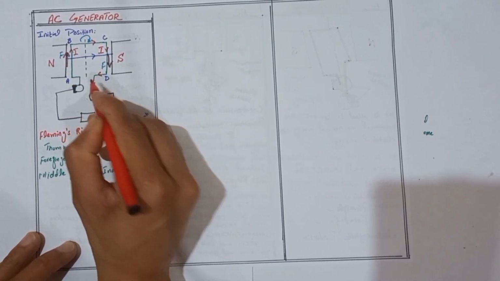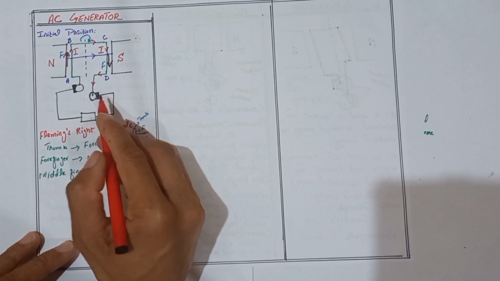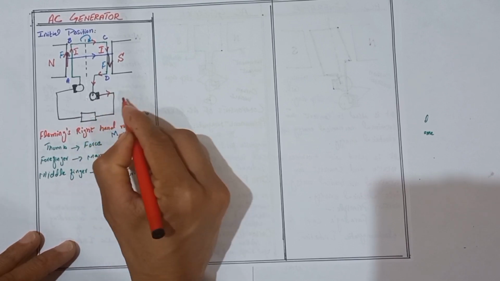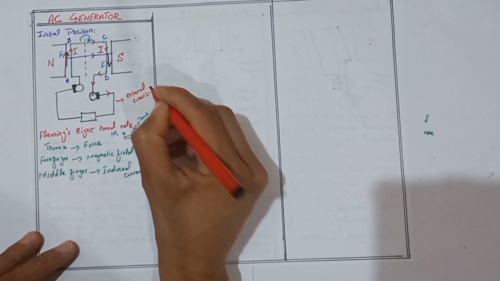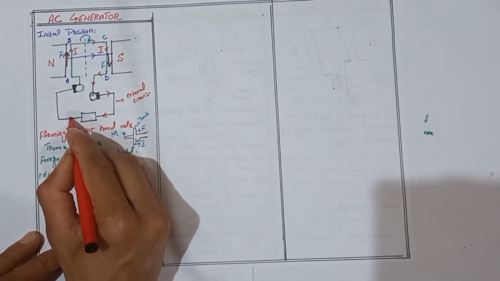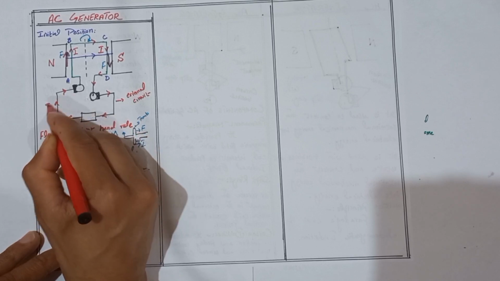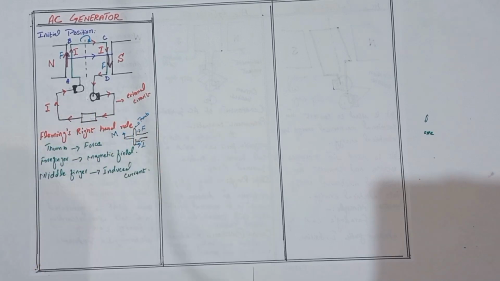Current goes from this side to the slip ring and then contacts the carbon brushes to the external circuit. This is the external circuit, and the current moves through it like this in the clockwise direction.